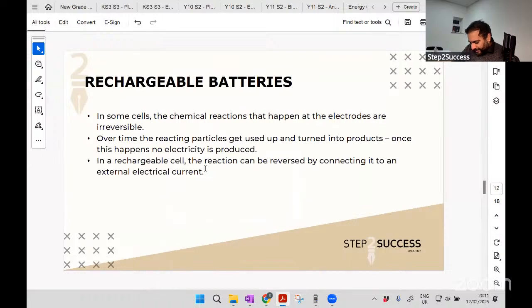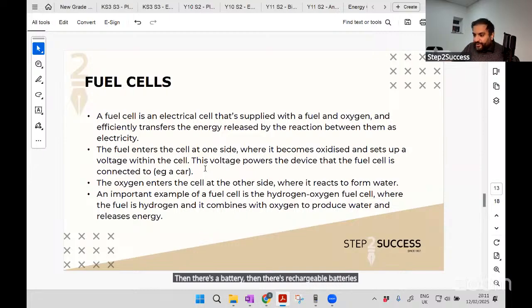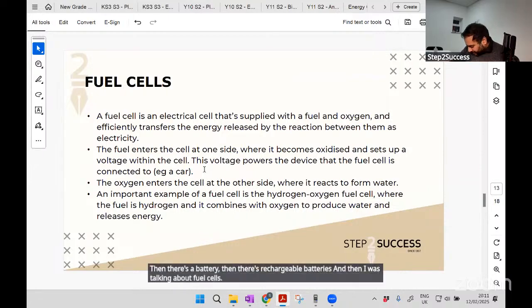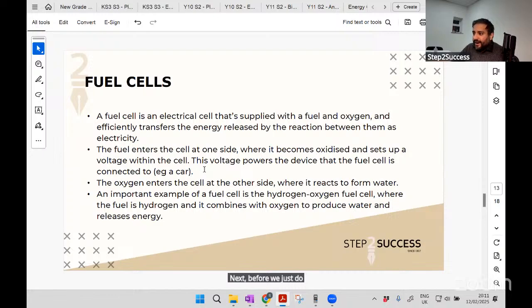Then there's a battery, then there's rechargeable batteries. And then I'll just talk about fuel cells next before we just do a paper. I'll just skim through one triple science paper, whatever the most recent one was.